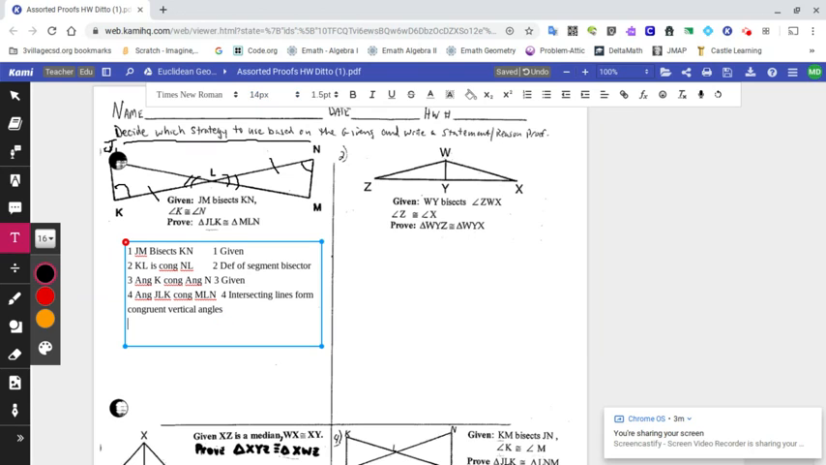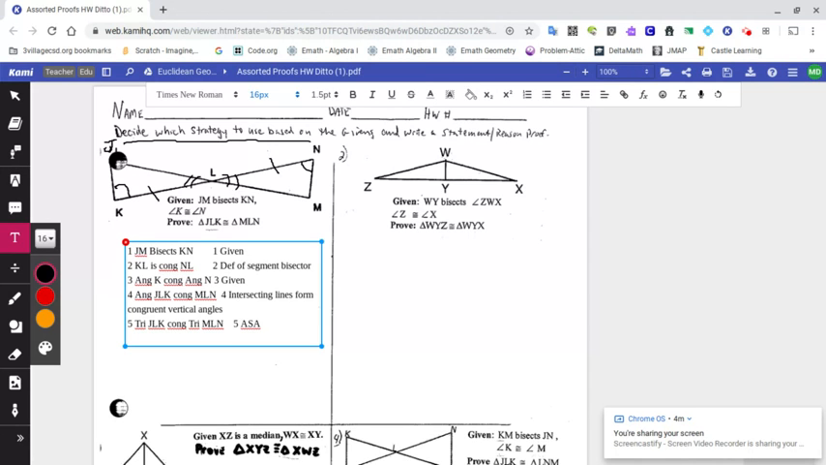Now I've got everything I need. So I can say triangle JLK is congruent to triangle MLN, and my reason is ASA. In this case, we used ASA. So that's that one.